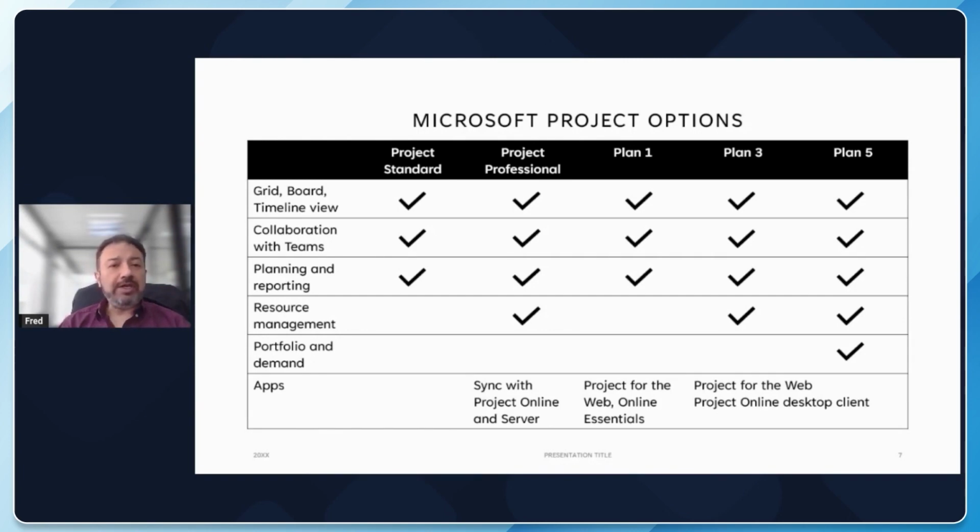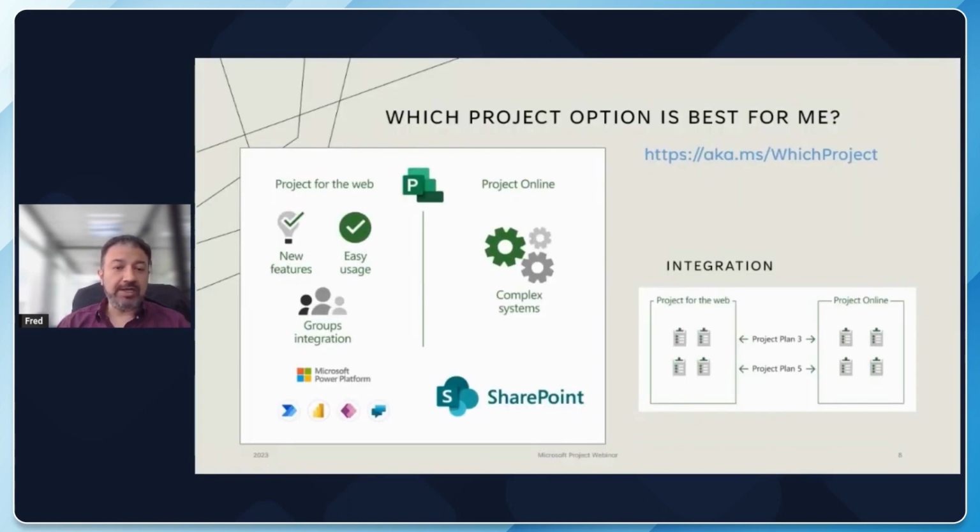So given all these different features and given all these different options you have, the big question most of my clients ask is, which one should I choose? And as always, the natural answer is it depends. Project for the Web is fantastic. Lots of new features, very easy to use. It allows for a lot of Groups integration, and it's built on the Microsoft Power Platform.